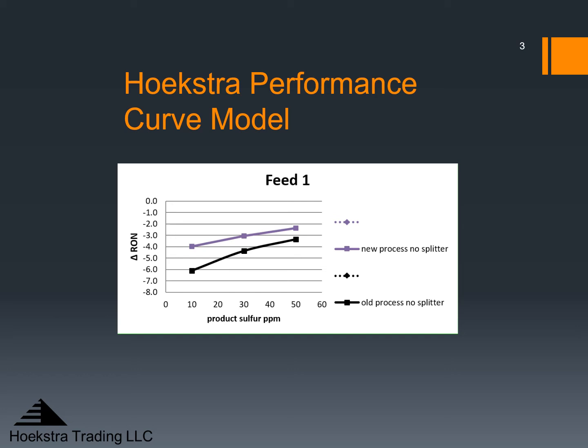A selectivity improvement represents a fundamental improvement in the selectivity that's caused by a change in catalyst or reaction conditions. And then I can also add a splitter and see the combined effect of a 40% selectivity process improvement and a splitter. That's the dashed purple curve.